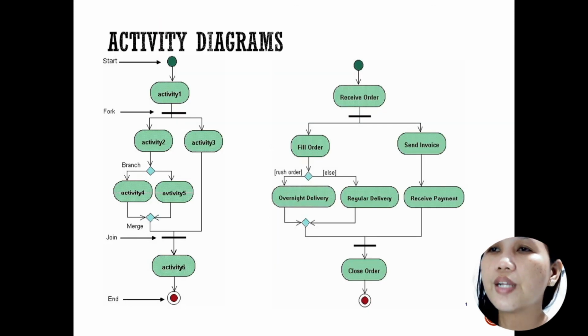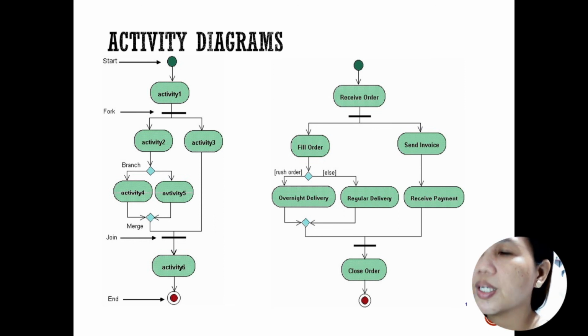So we have another example of an activity diagram. As you can see, we have activity 1, 2, 3, 4, 5, and then 6. On the right side, say for example, activity 1 is to receive order, and then working concurrently, we have the forks. Working concurrently, we have to fill order and then send invoice. After filling the order, we can do overnight delivery, or if it's regular delivery. After sending the invoice, we receive the payment and then close the order. So these under the fork and the joins are the tasks that work concurrently.